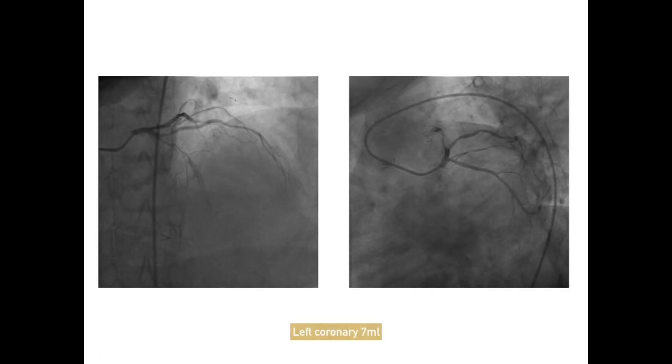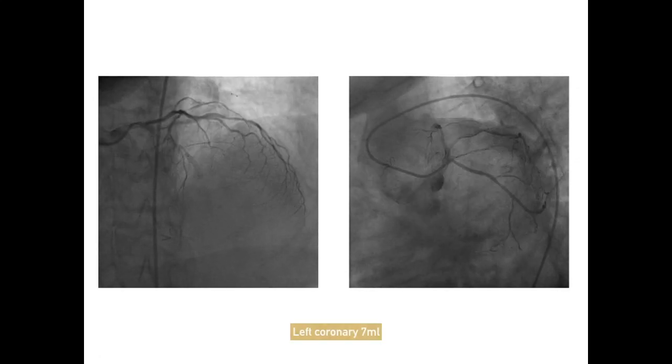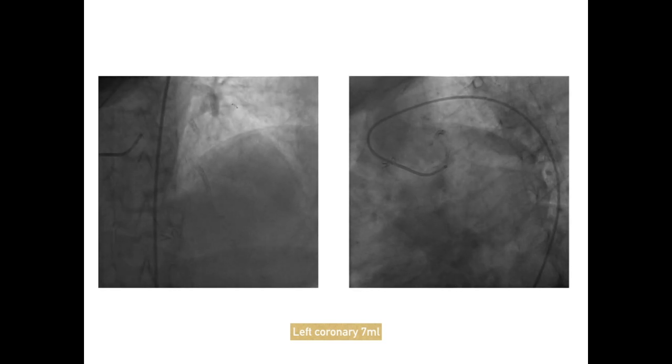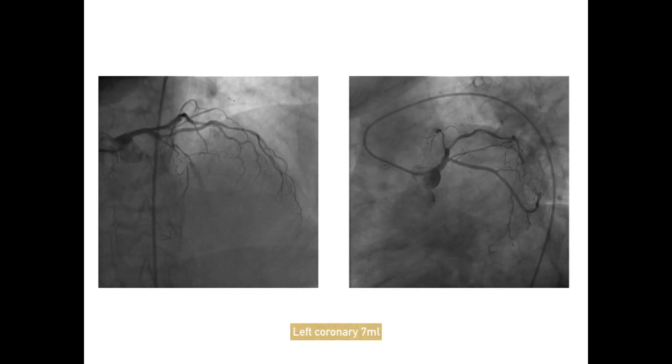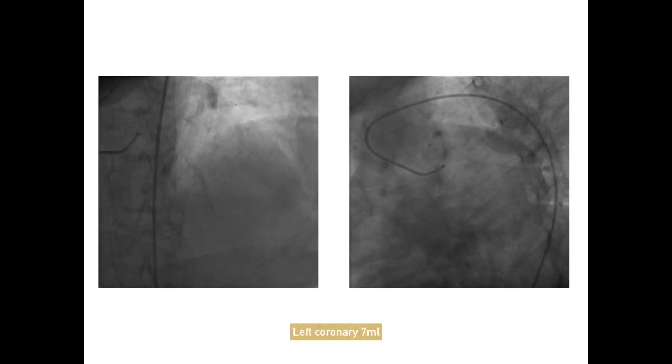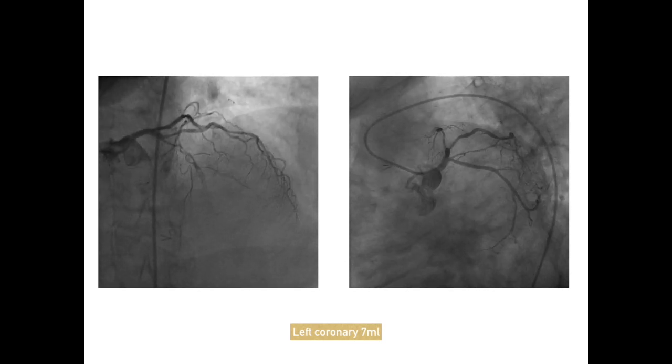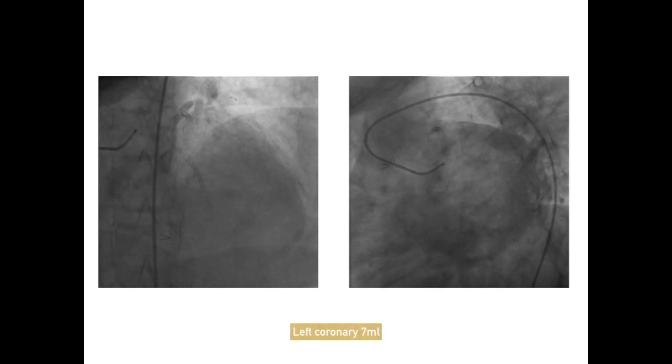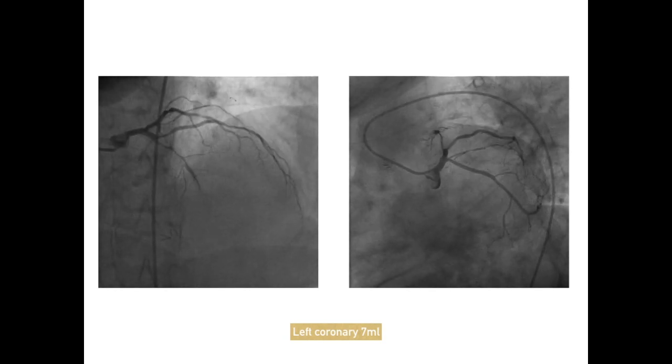In this patient, we didn't have the luxury of separating the diagnostic from the PCI. We had to do them all in one session. She had a LIMA graft to the LAD, so we couldn't go from the right radial, and her left radial artery was occluded from previous catheterizations, so we had to go through the femoral.